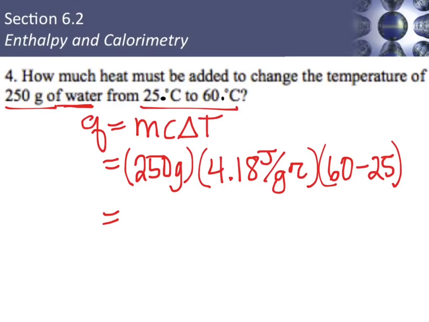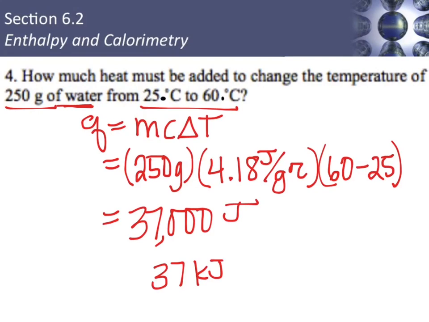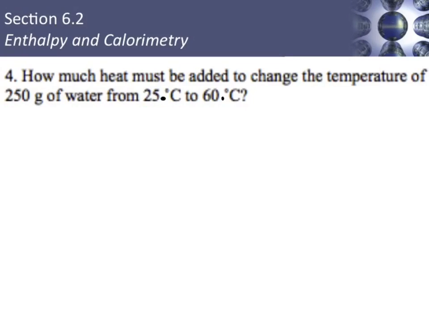I got 36,000. 36,575. So we're going to go to 2 sig figs, so 37,000 joules. If you want to put it in kilojoules, then it would be 37. Everybody good with that? Am I going too fast? He's still trying to do it by hand. Okay, let's try the next one.